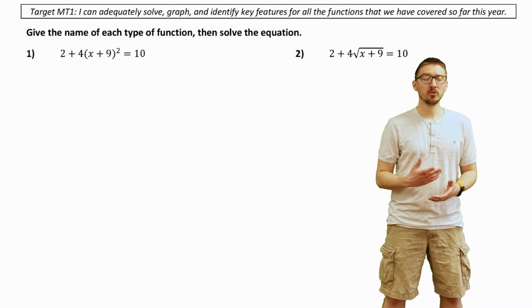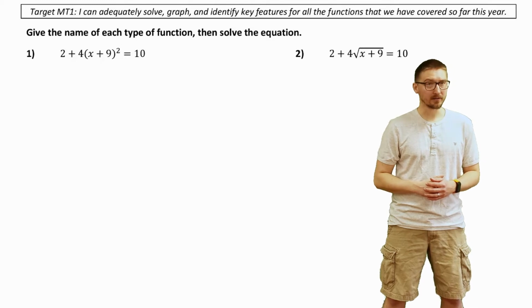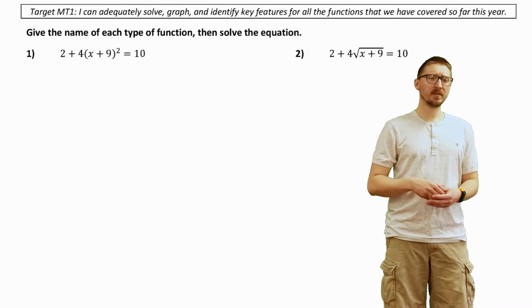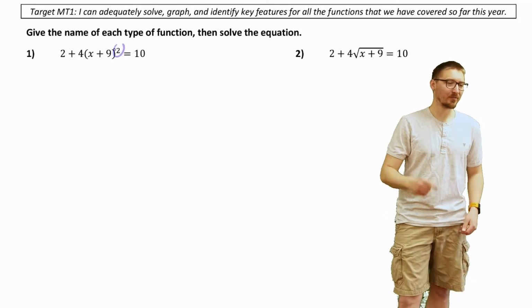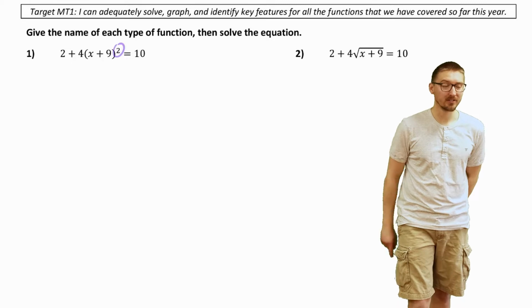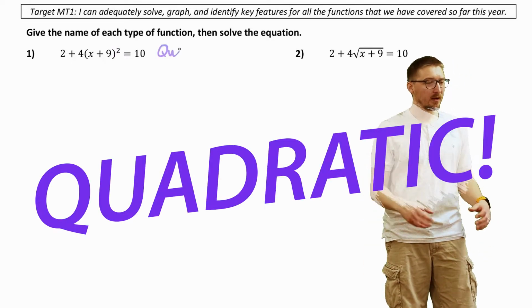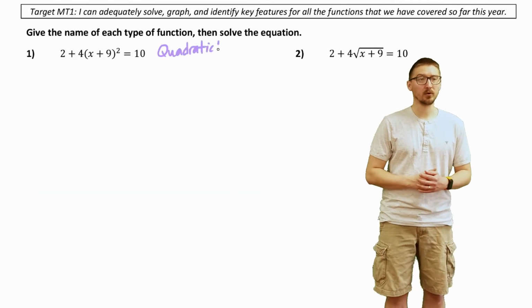Number 1 reads 2 plus 4 multiplied by the quantity, parentheses, x plus 9 squared equals 10. So if you were looking at that, because we have this little exponent of a 2, I hope that you guys know what type of an equation that is. If you've done your work so far this year, you should know that's a quadratic. So we're going to eventually be getting rid of that exponent and getting inside to where the variable is at.